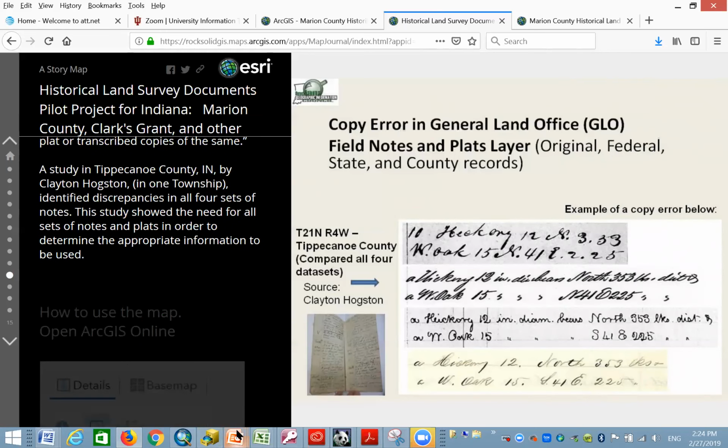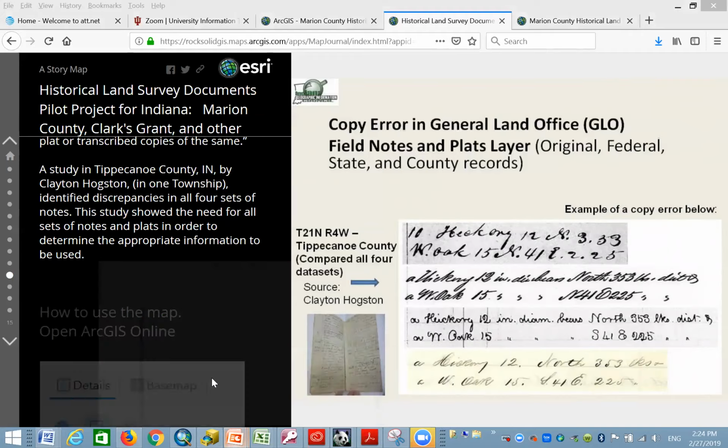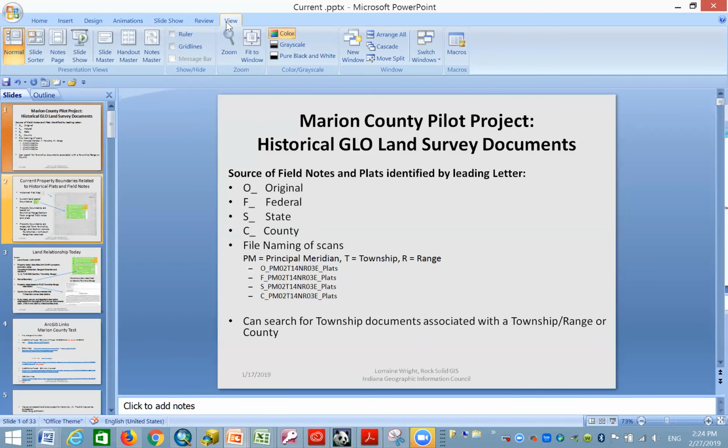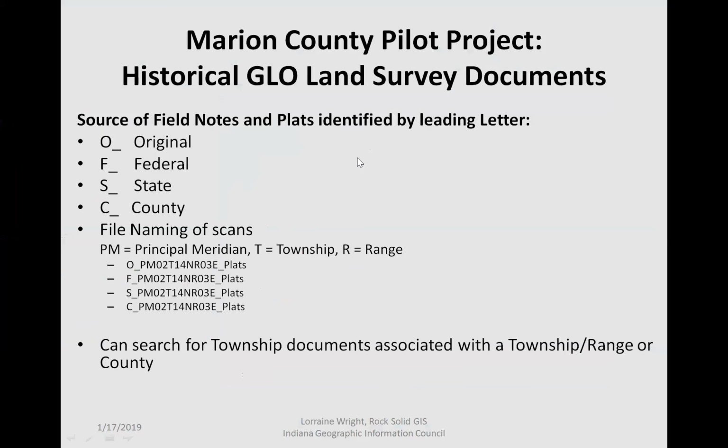I'm going to switch over here to these slides for just one second. I wanted to show you, I'm going to add this to the story map. When we're talking about these documents, we put together a naming convention for them, such that when you look at a file name of a document, the original document will be labeled with a 0 in front of it. Federal will have an F in front of it. State will have S, and county will have C.